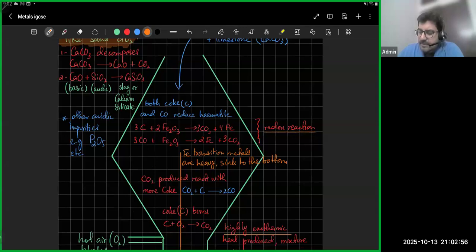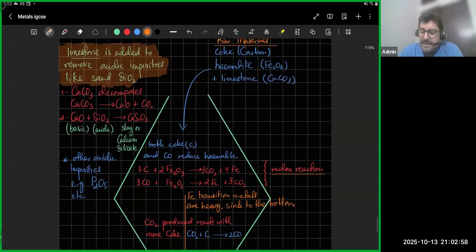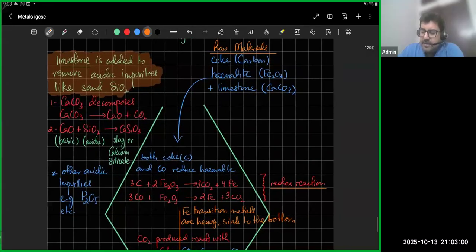And then limestone is added so that you remove acidic impurities like sand. Okay, limestone decomposes, it produces a metal oxide, which is basic, and sand, which is a non-metal oxide. Remember, metal oxides are basic and non-metal oxides are acidic. They react together and they form slag, which is calcium silicate.